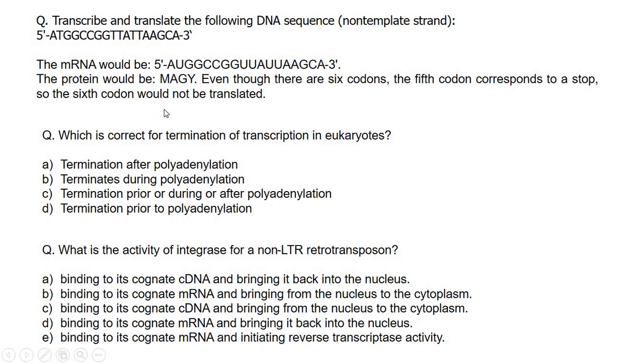The protein sequence for this will be MAGY: methionine, alanine, glycine, and so on. But why 4? This should be 1, 2, 3, 4, 5, and 6 amino acids. But if you look closely, there's a UAA at the 5th position, and this UAA codes for a stop codon. Since it's a stop, it will not be translated, and nothing after the stop codon will be translated. So this sequence will only have 4 amino acids.